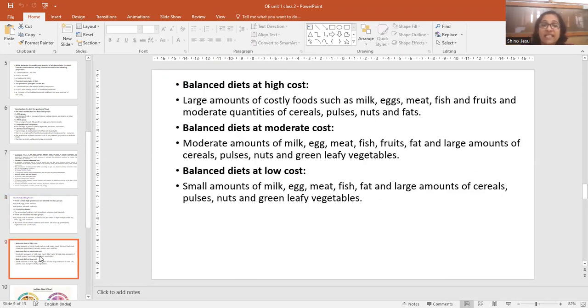The balanced diet at high cost can include milk, eggs, meat, fish, and fruits, and moderate quantities of cereals, pulses, nuts, and fats. A balanced diet at moderate cost can contain a moderate amount of milk, egg, meat, fish, fruits, fats, and large amounts of cereals, pulses, nuts, and green leafy vegetables. In the low-cost diet, maybe for a low income, they can contain small amounts of milk, some eggs, meat, fish, fat, and large amounts of cereals, pulses, nuts, and green leafy vegetables.